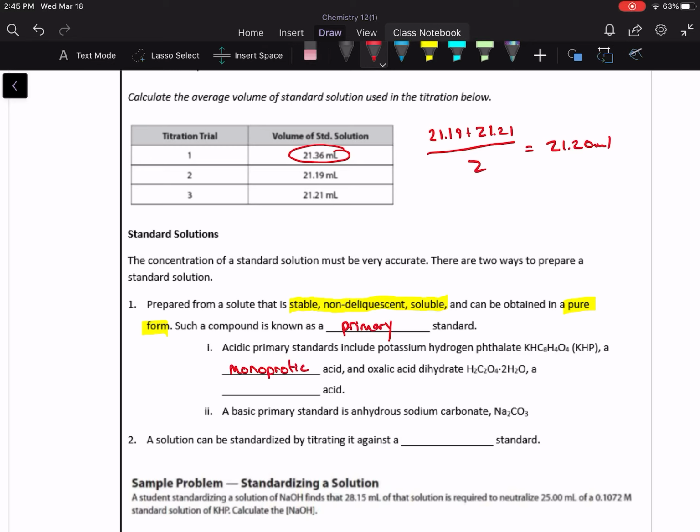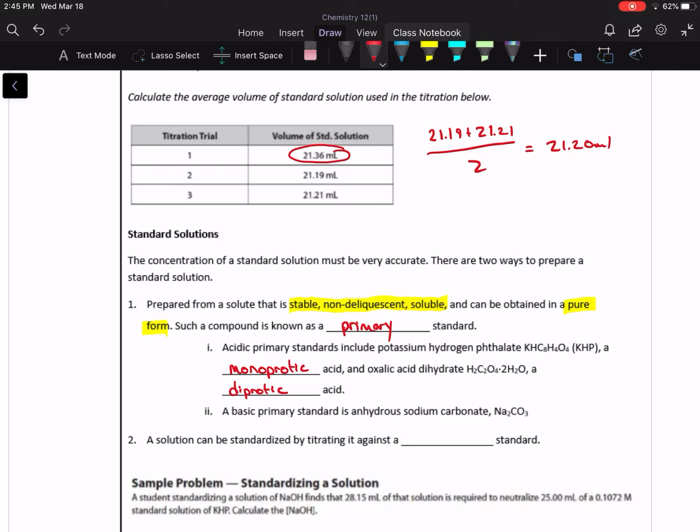Or oxalic acid dihydrate would be another option, and it's a diprotic acid. A basic primary standard would be anhydrous sodium carbonate.